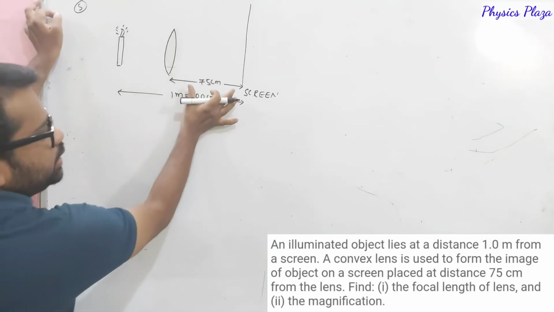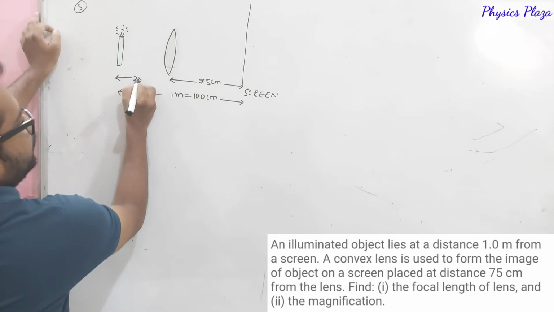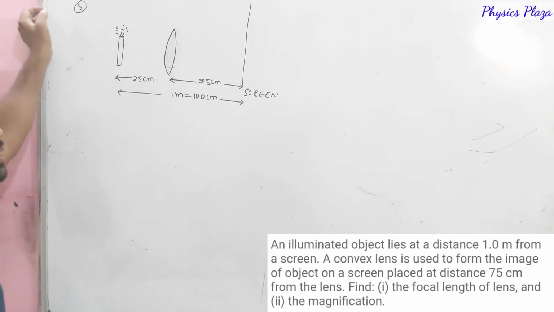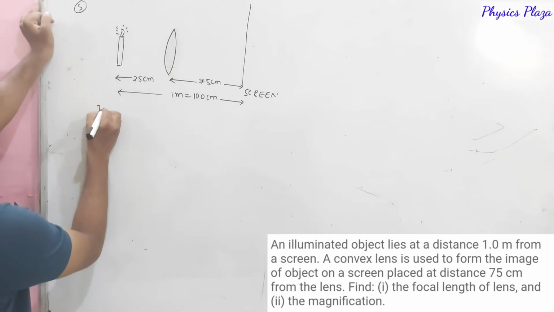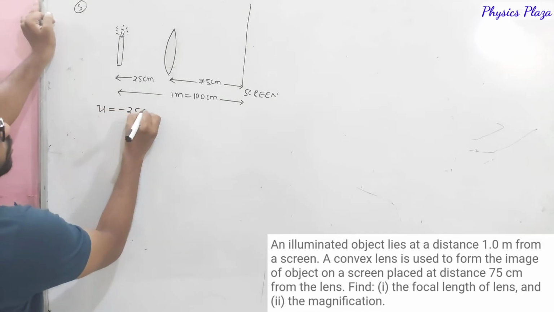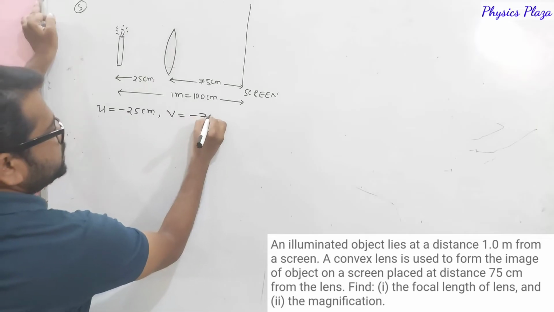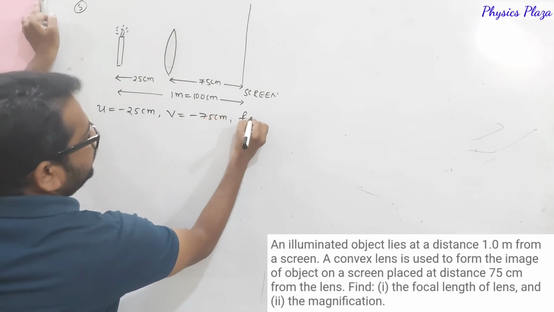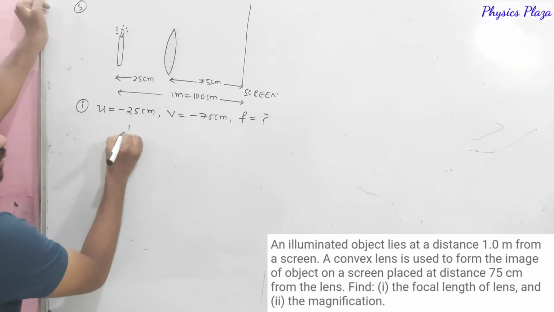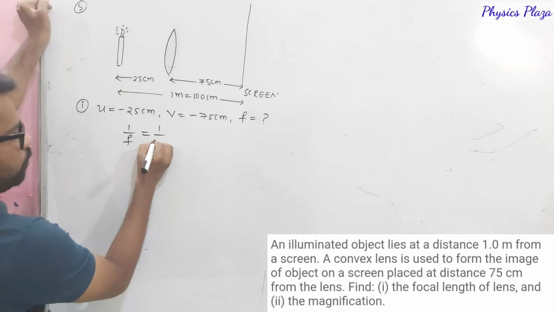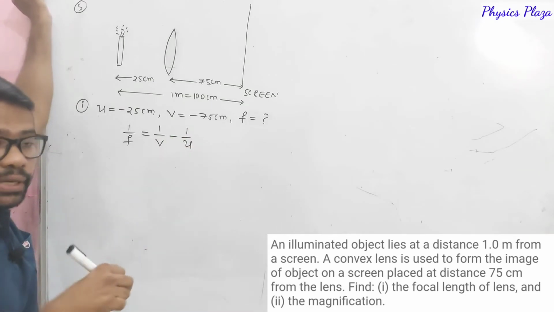Children, if this distance is 75 centimeters, obviously the object distance is going to be 25 centimeters. Now let us write the data given according to this. u is equal to minus 25 centimeters and v is equal to 75 centimeters. And we need to calculate the focal length initially. So let us use the lens formula: 1 by f is equal to 1 by v minus 1 by u. Substitute the values with sign.